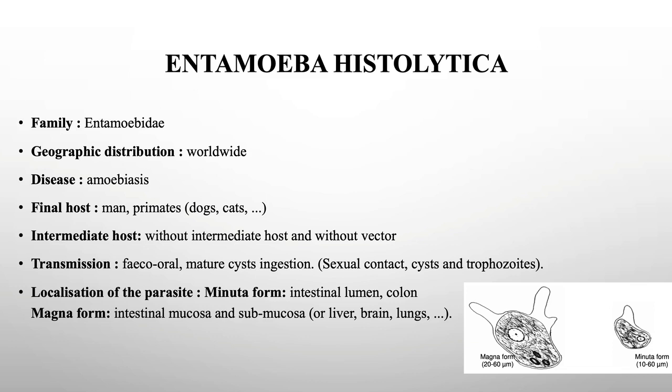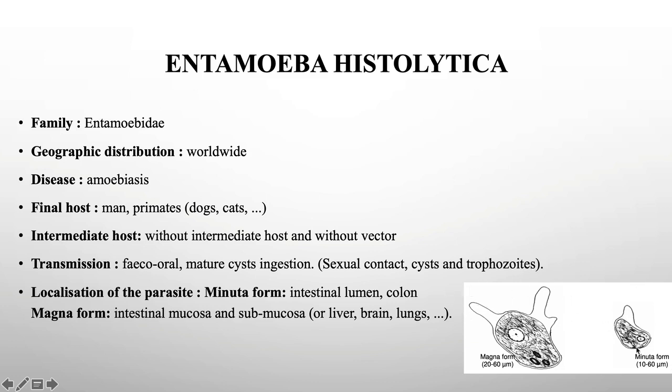For the localization of this parasite, I'm talking about the epidemiology now. We can classify it into two parts. The first one is called minuta form, and the second one is called magna form. This is the minuta form, and this is the magna form. You can notice the magna form is bigger, and you can see here that the flagella are more, right?